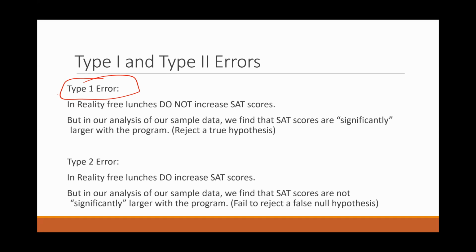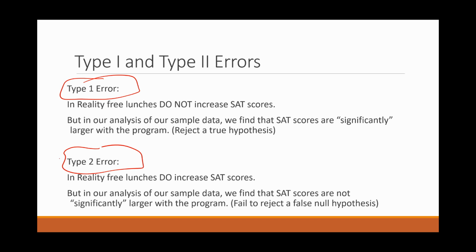hey, school districts, keep going. Offer free lunches. And hey, all you school districts that don't offer free lunches, you need to go and offer free lunches. You need to go and spend money offering free lunches because this works. That's what we would say. But we would be wrong. And so we would be giving policy advice for schools to go and do things that are ineffective. That's type 1 error. Type 2 error is the opposite.